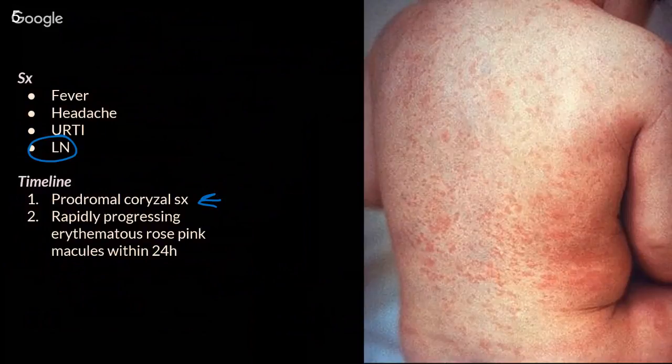But then after that, you have a rapidly progressive rash. So it starts in one place, and within one day, it covers your whole body. Does anybody know what this is? It's very similar to measles. This is actually rubella. Okay.